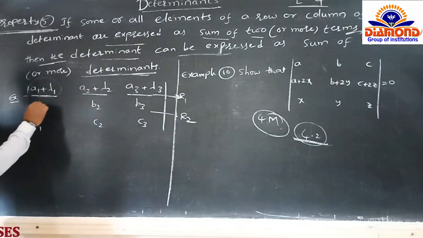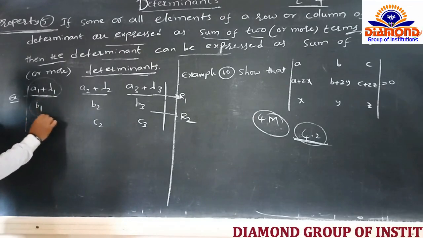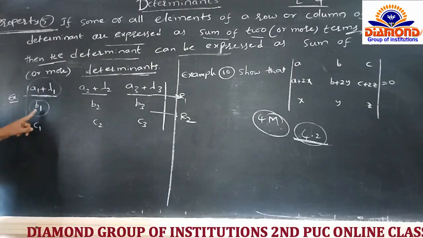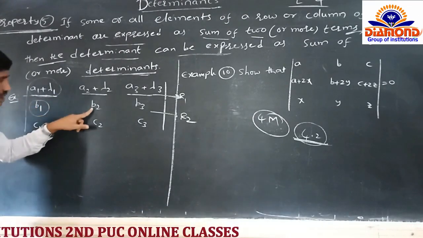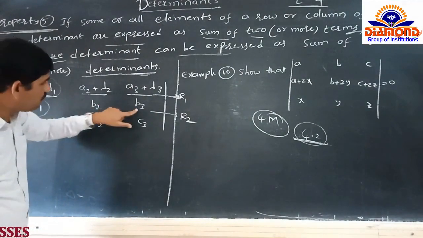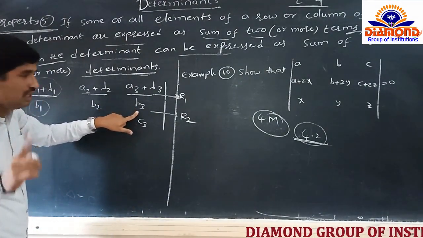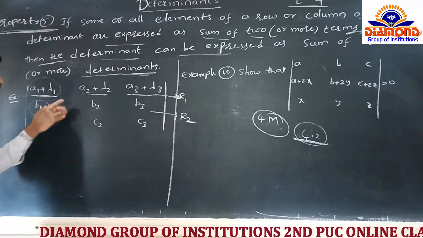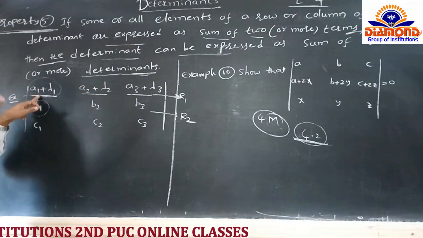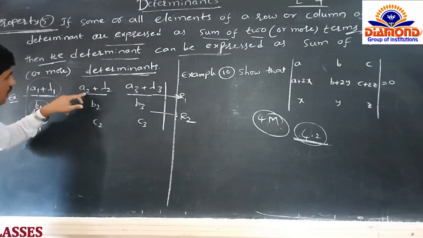In this, elements are there, but by observing the first element, how many terms are there? So only one term is there, B1. By observing the second element, only one term is there. By observing the third element, only one term is there. Yes or no? By observing the first row, in the first element there are two terms, A1 and lambda1. A2 and lambda2.